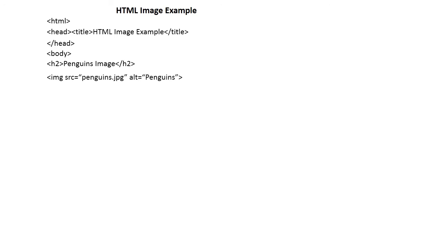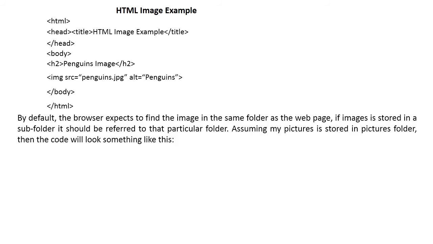The source of the image is pigeons.jpg. That is the name of the image that I want to use on that web page. And the alternative is pigeon. The alternative is the text that will appear in case the image did not show. But if the image appears, the alternative will not appear. That is the end of the body tag, the end of the HTML document.